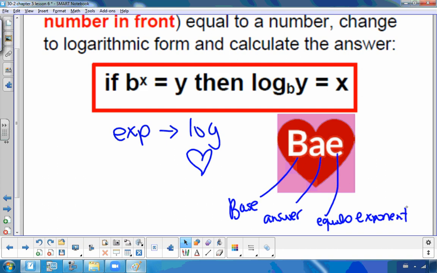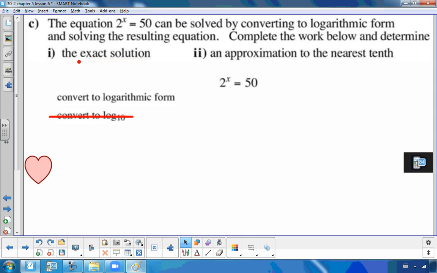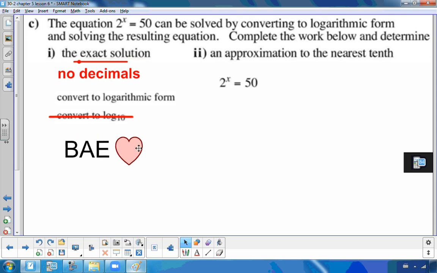So what I mean by that is if I have b to the x equals y, there's my exponent. If I want to write it in log form, I use BAE. So log, B stands for base, A stands for answer, the answer was y, E stands for equals the exponent, which was x. So by switching it to log form, now we can have an exact value and get a better idea of what that exponent actually is. So let's try this. We want to find an exact solution, which just means no decimals. So we're going to convert to log form, of course, by using BAE.